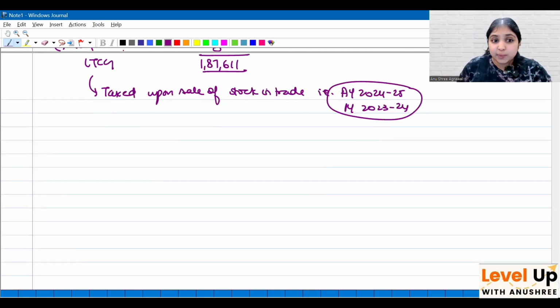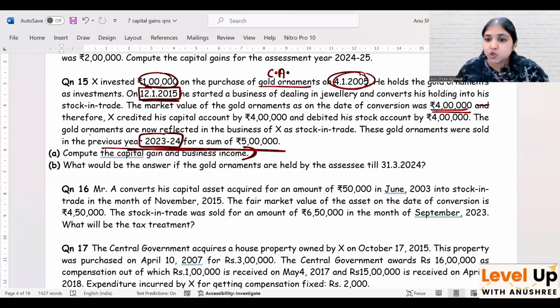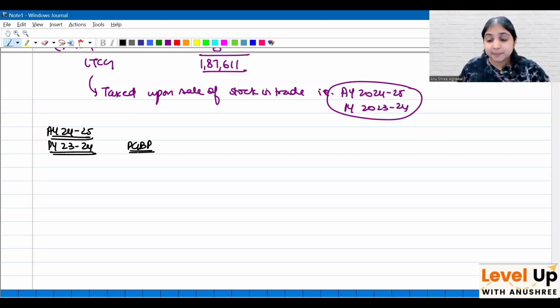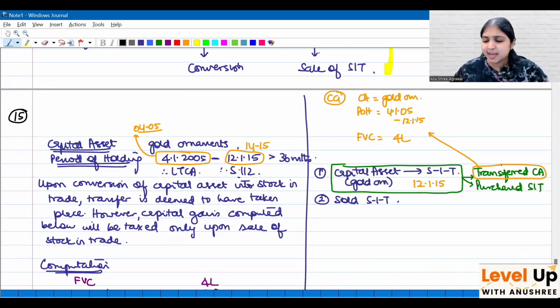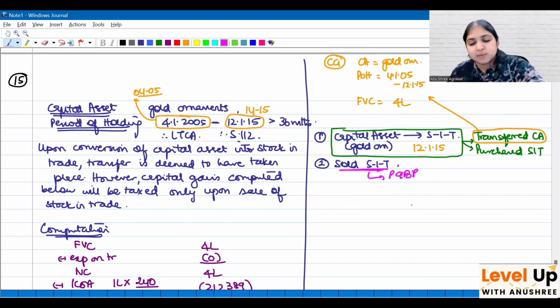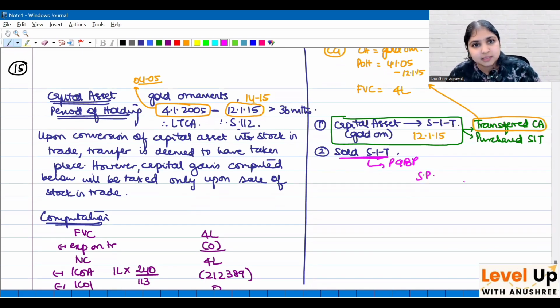Now, in previous year 23-24, we sold the stock in trade, guys. So assessment year 24-25, previous year 23-24, when we sold the stock in trade for 5 lakhs, don't you think there will be PGBP also when I'm selling stock in trade? Same thing, guys. When I purchase stock in trade, nothing to do. When I sell the stock in trade, there will be PGBP. So PGBP, how will you calculate? What will be your selling price? How much did you sell the jewels? For 5 lakh rupees.